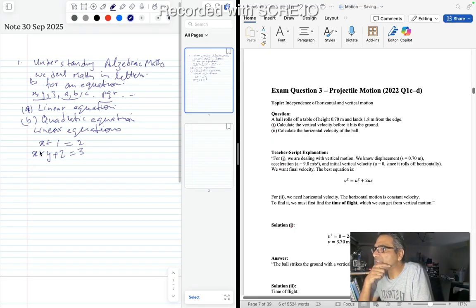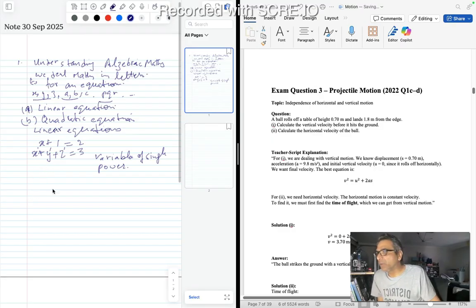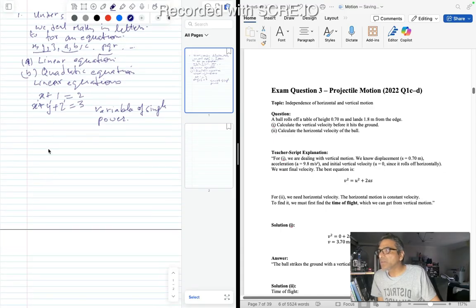So in these kinds of equations, we have variables of single power. You can see x is in single power, y is in single power, z is in single power, right? So there are certain mathematical things we can do to solve those equations, where we can find whether it is a linear equation or not. Mostly linear equations deal with two variables, right?